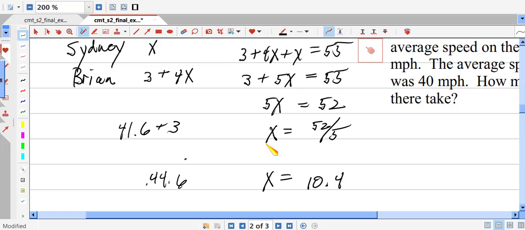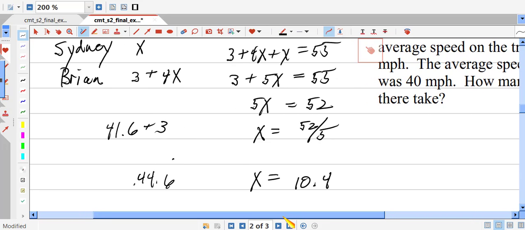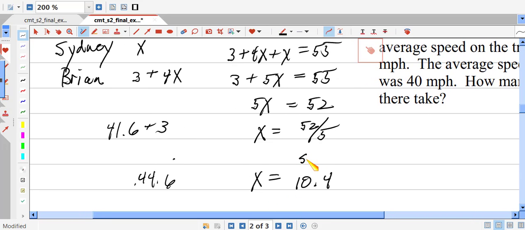And if you add those together, you do get 55. Okay, so Sydney is 10.4 years old. Brian is 44.6 years old.